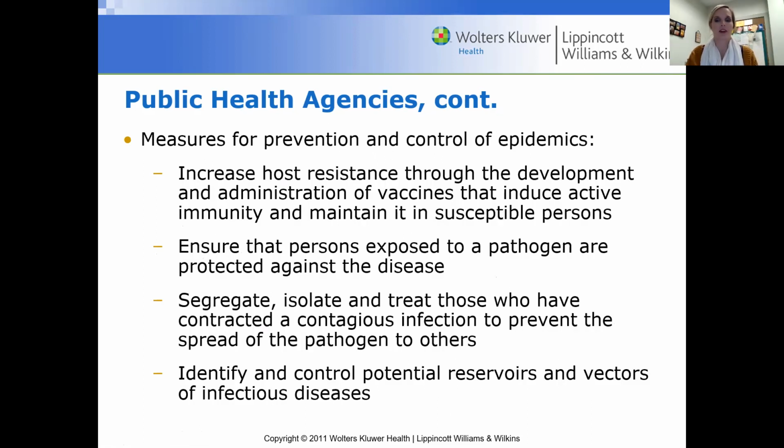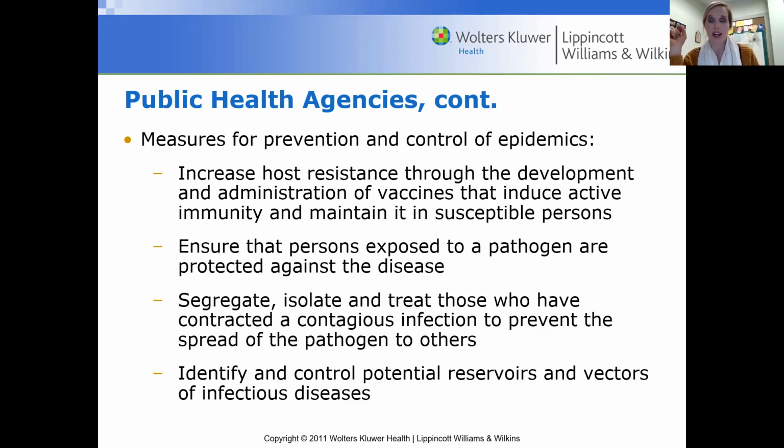Okay. All right. So the public health agencies, what they're working to do, their measures for prevention and control of these epidemics, is to increase host resistance through the development and administration of vaccines. So again, the focus is to make sure that we have vaccines being distributed so that people are immune to these illnesses, so that it induces active immunity and maintains it in susceptible persons, to ensure that persons exposed to a pathogen are protected against the disease.